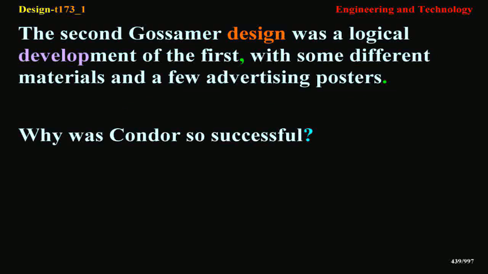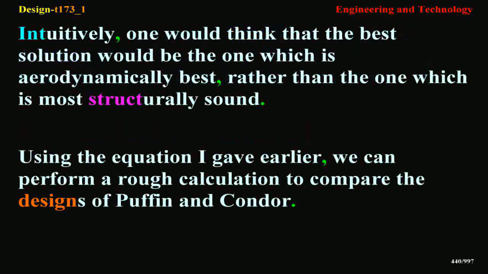The second Gossamer design was a logical development of the first, with some different materials and a few advertising posters. Why was Condor so successful? Intuitively, one would think that the best solution would be the one which is aerodynamically best, rather than the one which is most structurally sound.